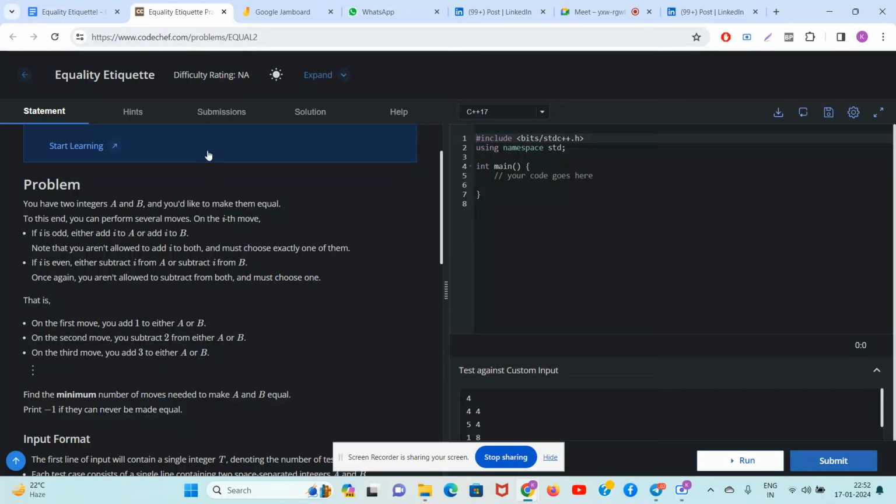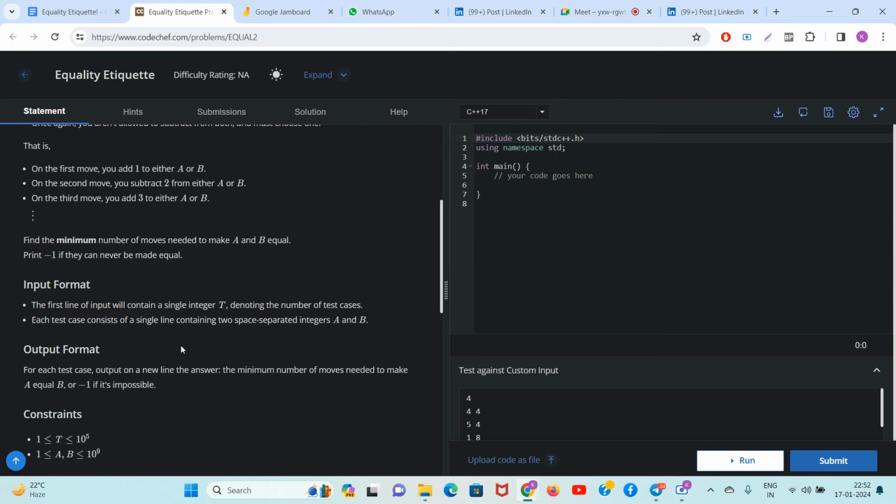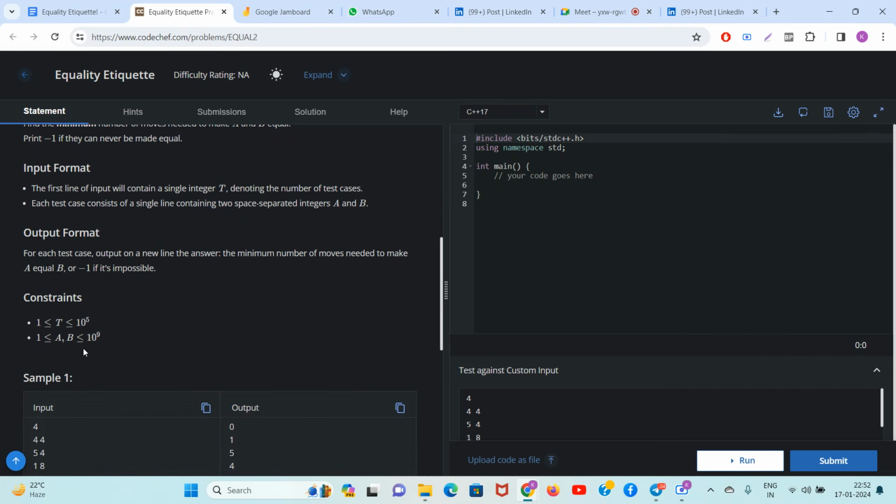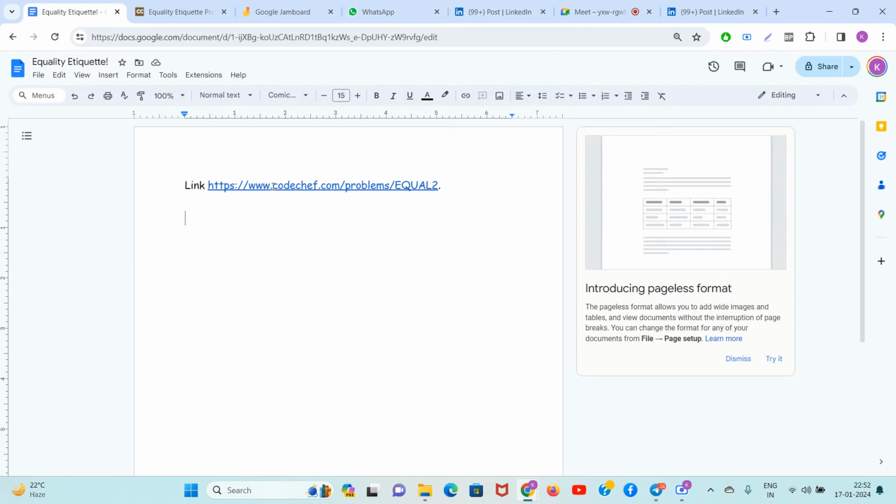Today we are going to solve this problem, Equality Etiquette. Most of you already know what this question is asking, right? They are giving you two numbers, and those numbers can be very, very big, from 1 to 10 raised to 9, and the test cases can be from 1 to 10 raised to 5. You have to make those numbers equal. That's it. Understanding of the problem.